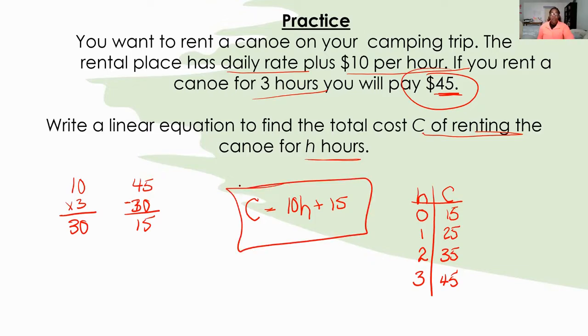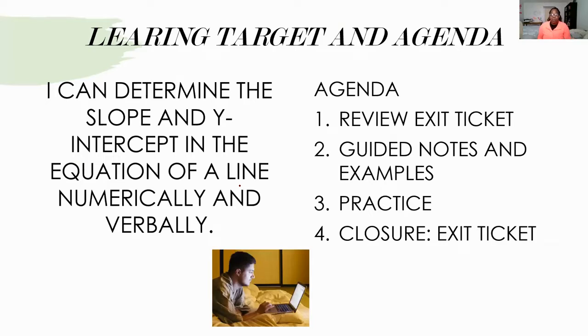Okay? So sometimes when you look at word problems, you may not need anything. So I can determine the slope and the y-intercept in the equation of the line numerically and verbally. I think we have achieved that goal because we know how to look at it numerically by looking at the patterns of your x and y values. And verbally, it's just basically look for that word per. And if they say you start off with the initial cost, any of that sort, that's going to be your y-intercept.